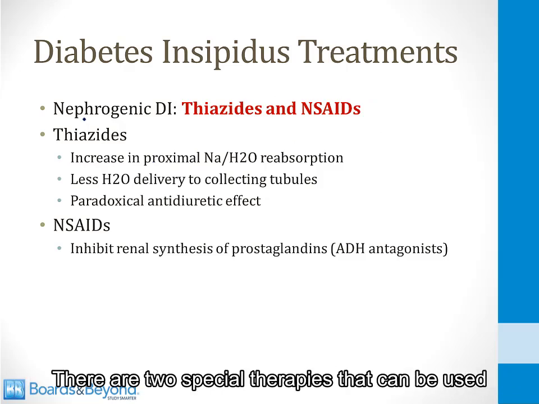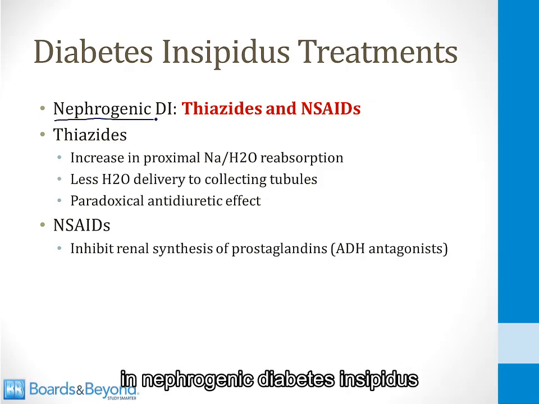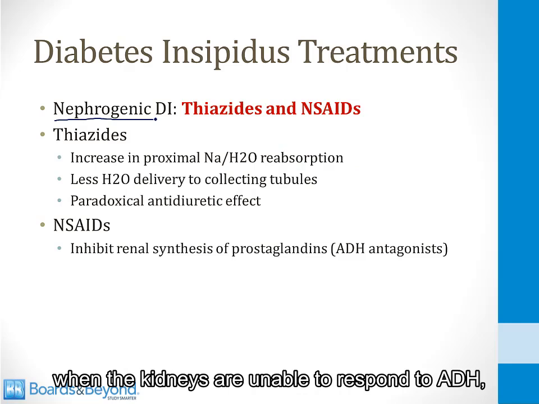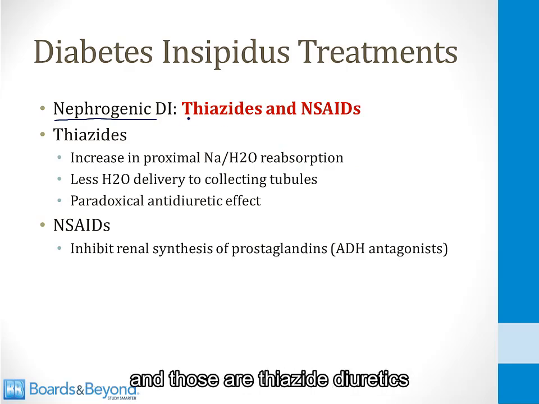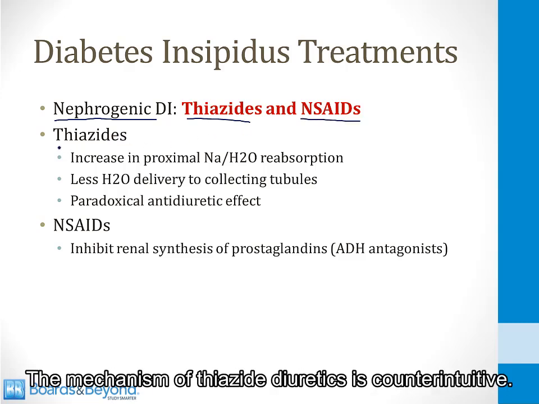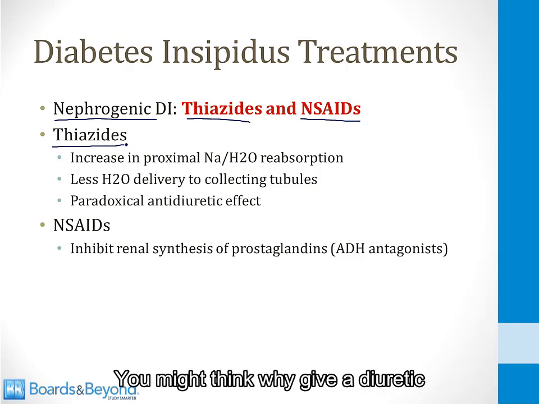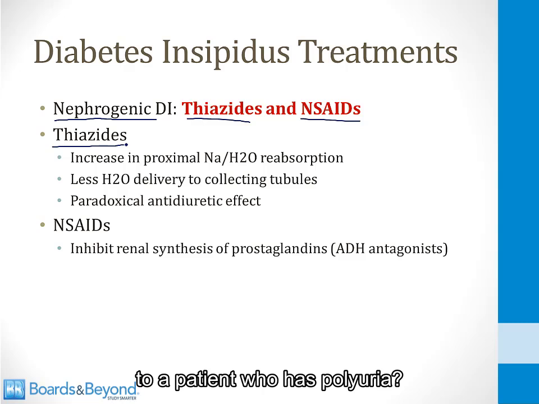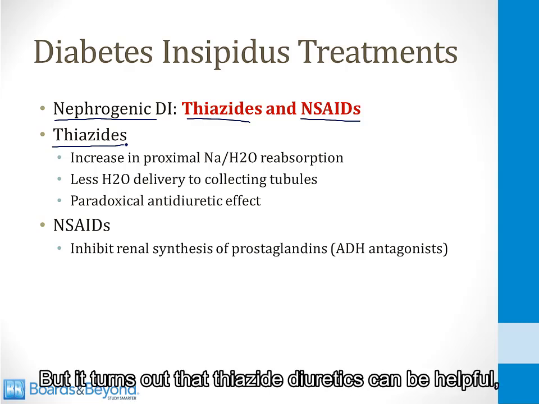There are two special therapies that can be used in nephrogenic diabetes insipidus when the kidneys are unable to respond to ADH, and those are thiazide diuretics and nonsteroidal anti-inflammatory drugs. The mechanism of thiazide diuretics is counterintuitive. You might think, why give a diuretic to a patient who has polyuria? But it turns out that thiazide diuretics can be helpful.